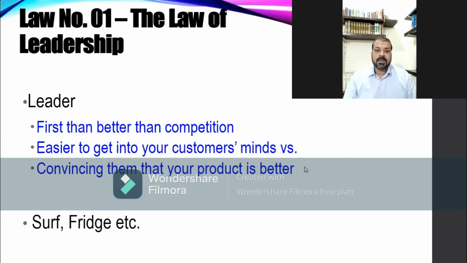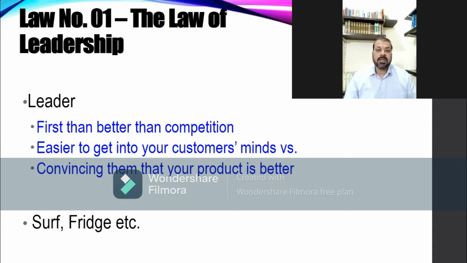First, then better, then comes. If you are the first, then you will have the first mover advantage. Whereas if you are entering a market where there are competitors, then you will have to prove yourself that you are better, you are cost effective, you have better services, and then people will adopt.